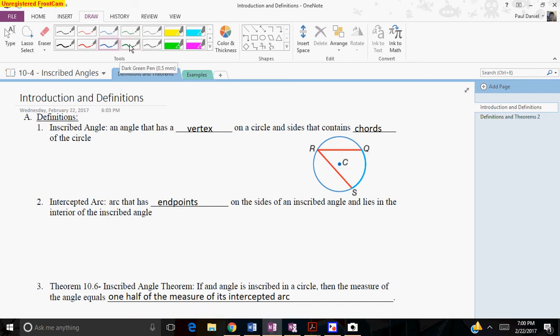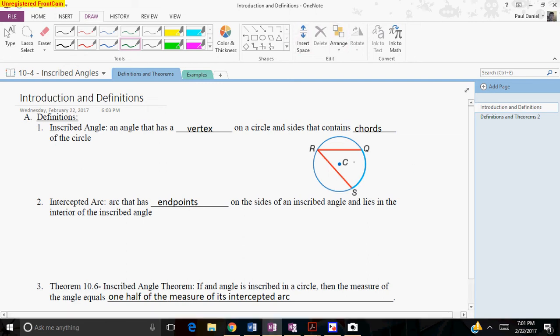All right, let's talk about some terminology, a couple definitions that we need to get through for this one little lesson. And that is an inscribed angle and an intercepted arc. Okay, these two things are related.